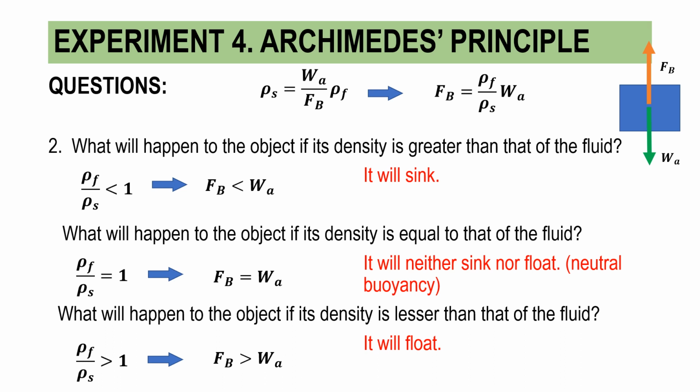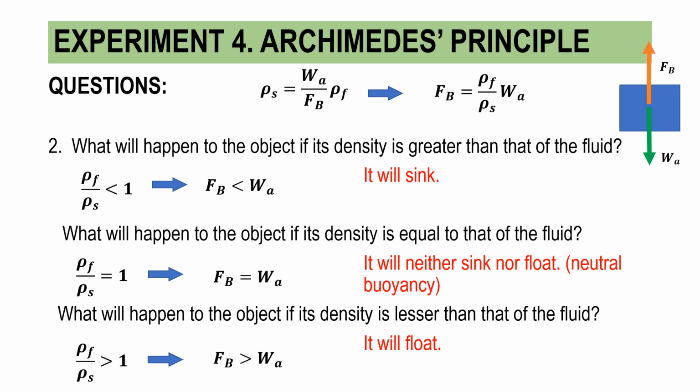But if the density of the object is equal to that of the fluid, the density of the fluid over the density of the solid is equal to 1. Meaning the buoyant force is equal to the weight in air. If they are equal, this will be under equilibrium, so the object will neither sink nor float. It will be under neutral buoyancy.